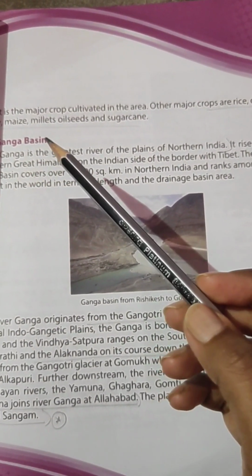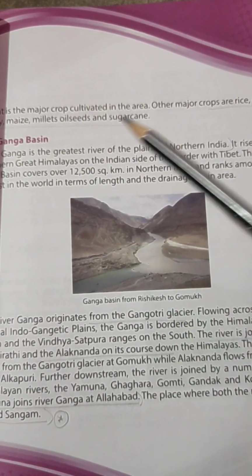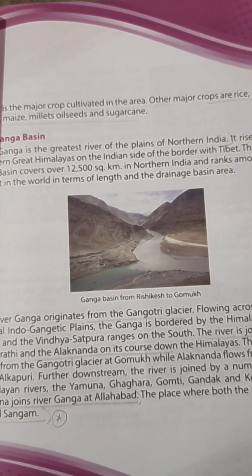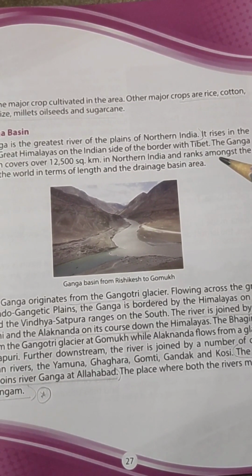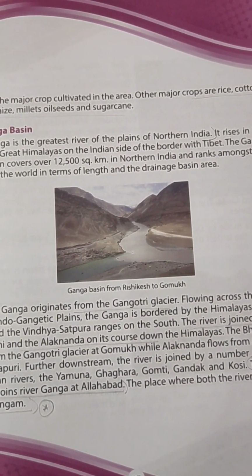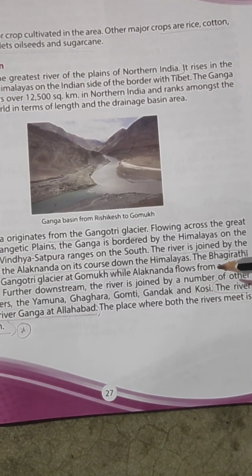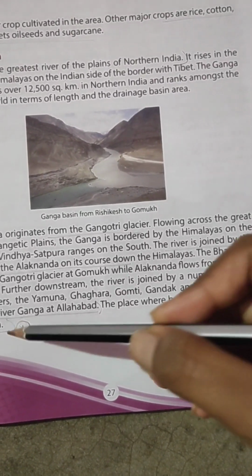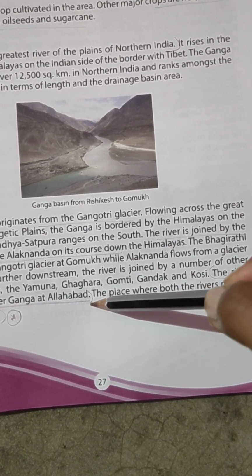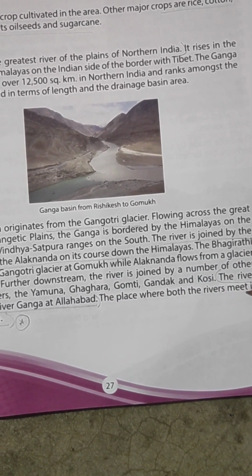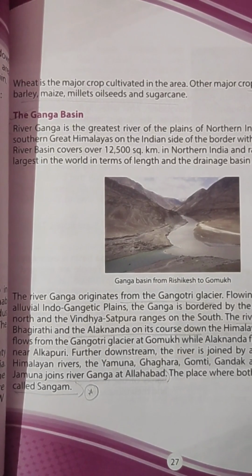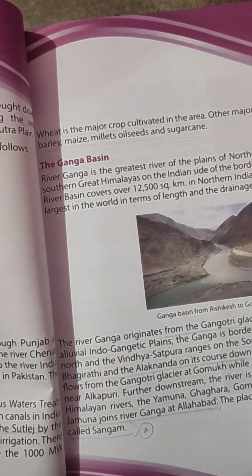Then you have the Ganga basin. River Ganga is the greatest river of the plains of northern India. Now we already know that Ganga originates from the Gangotri glacier. Now see, the river Yamuna joins the river Ganga at Allahabad. This place where both rivers meet is called Sangam. This is very important.